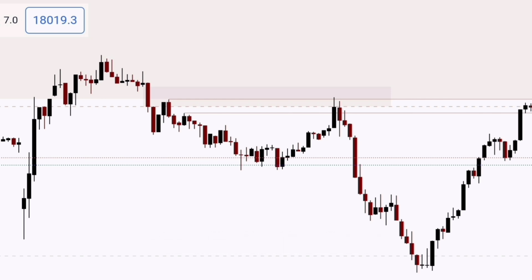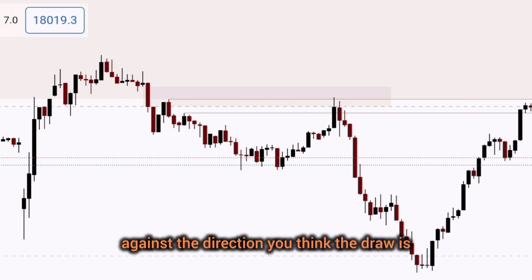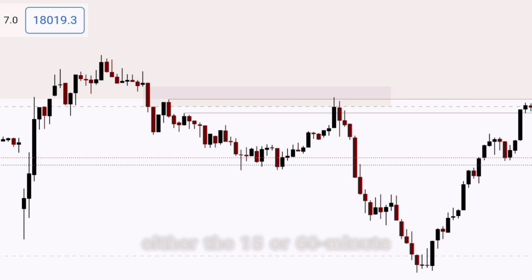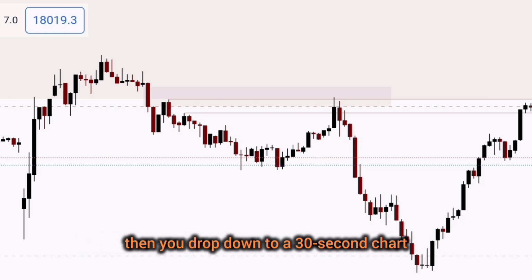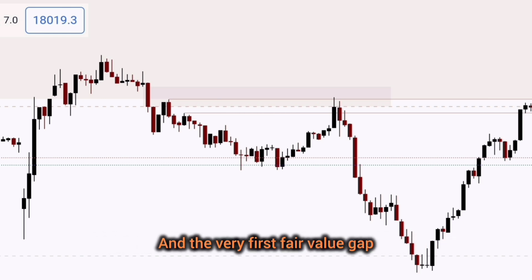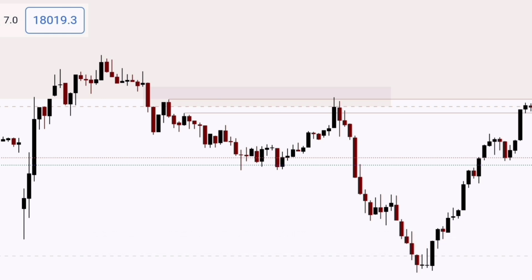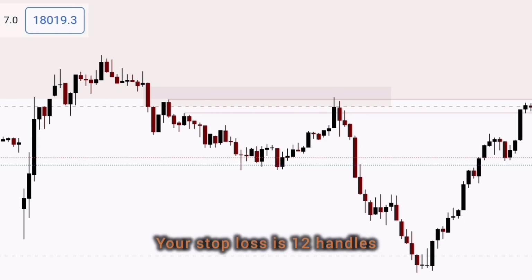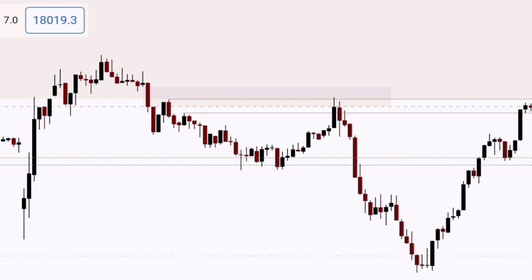Once there's a 5-minute or 1-minute stop run against the direction you think the draw is, either the 15 or 60-minute liquidity, then you drop down to a 30-second chart. And the very first fair value gap, you enter on it. Your stop loss is 12 handles, and you aim for best case 15.